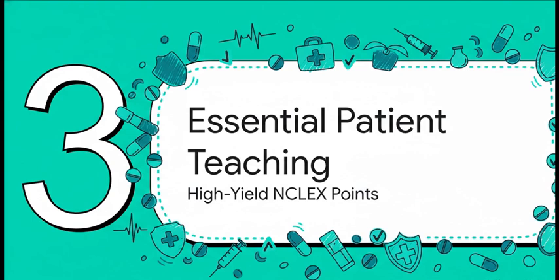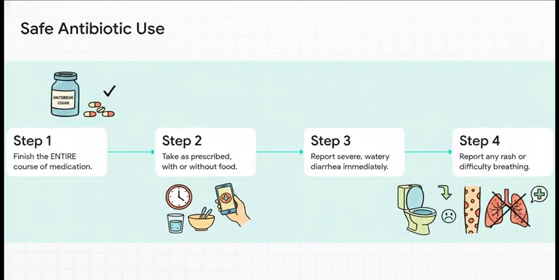All right, let's switch gears to patient teaching. This isn't just a high-yield topic for the exam. It's what keeps our patients safe when they go home. You can think of these as the 4 universal rules for any antibiotic. Number 1, and this is so important, you have to finish the entire course to prevent resistance. 2, take it exactly as prescribed. 3, call right away if you get severe watery diarrhea. And 4, immediately report any signs of an allergic reaction, like a new rash or trouble breathing.